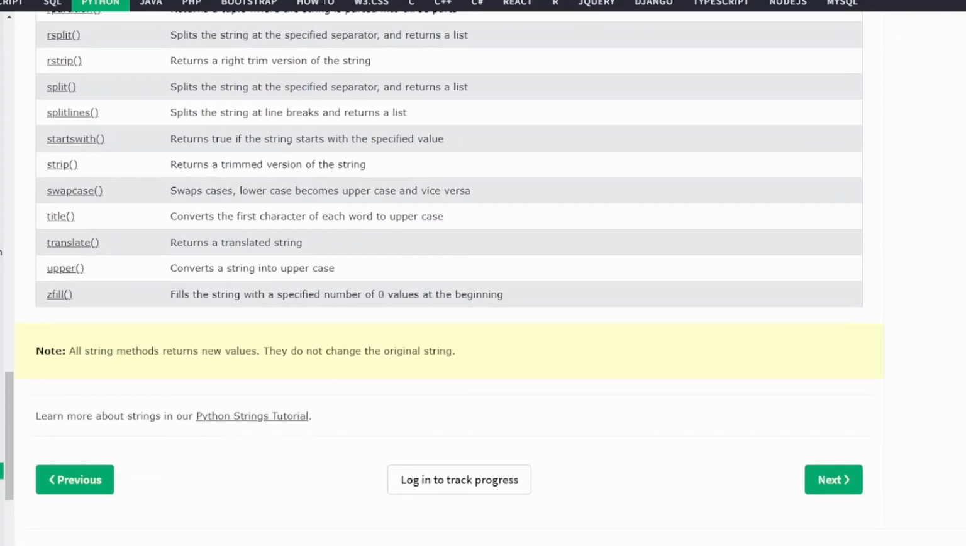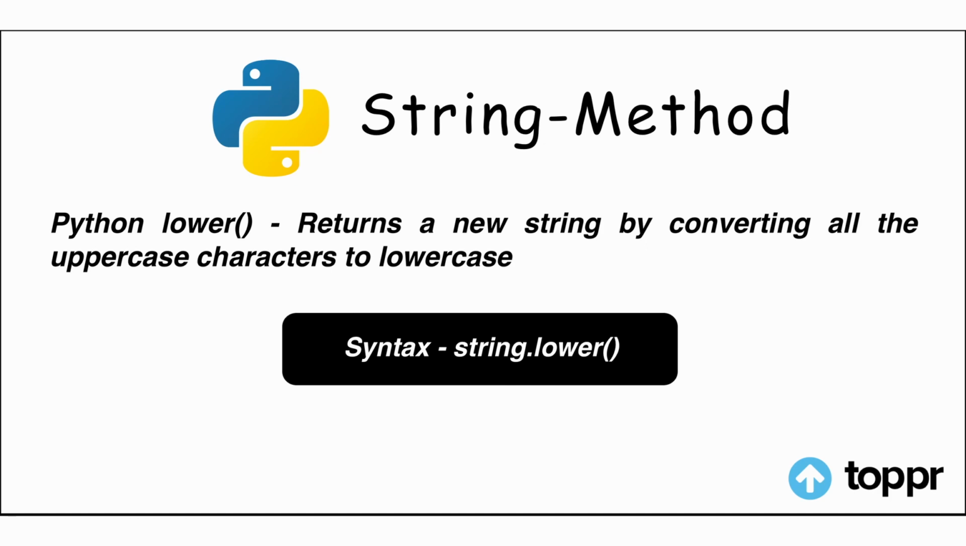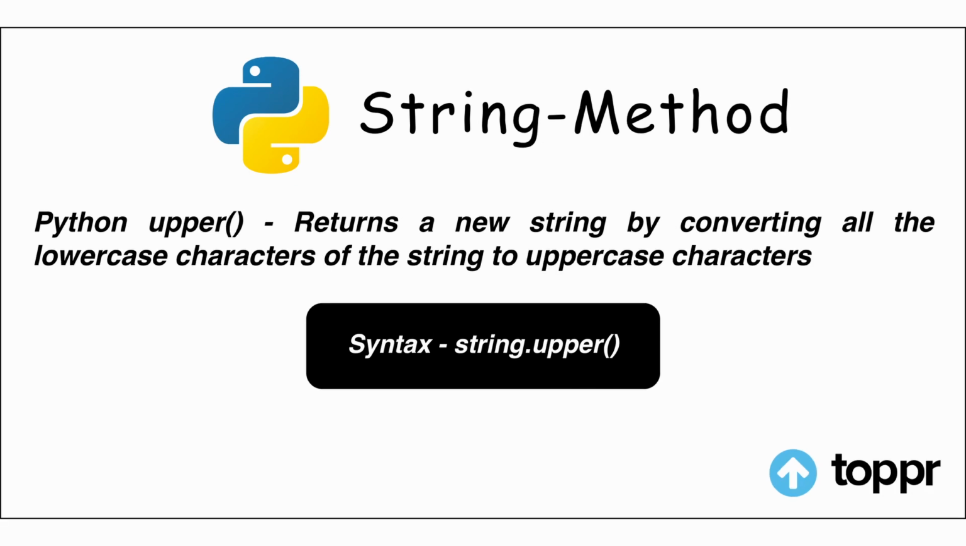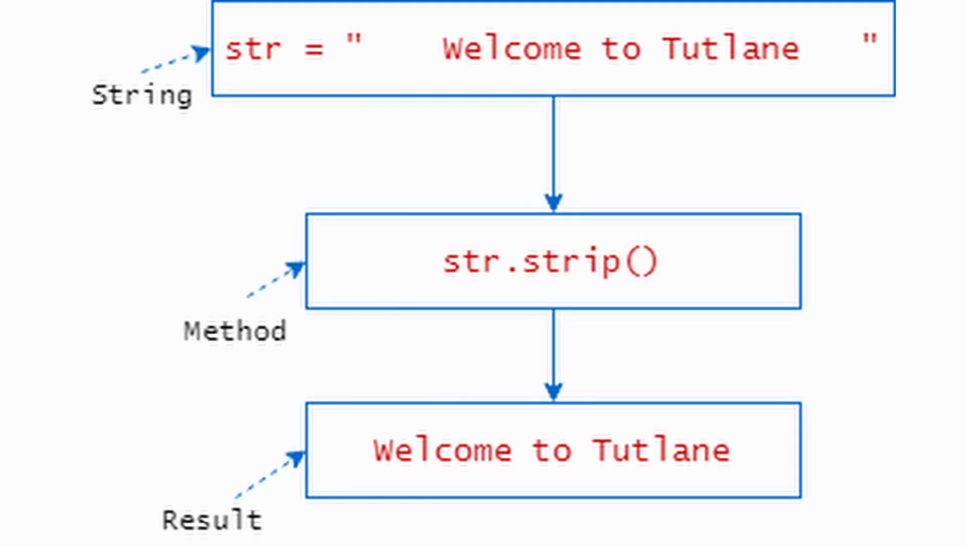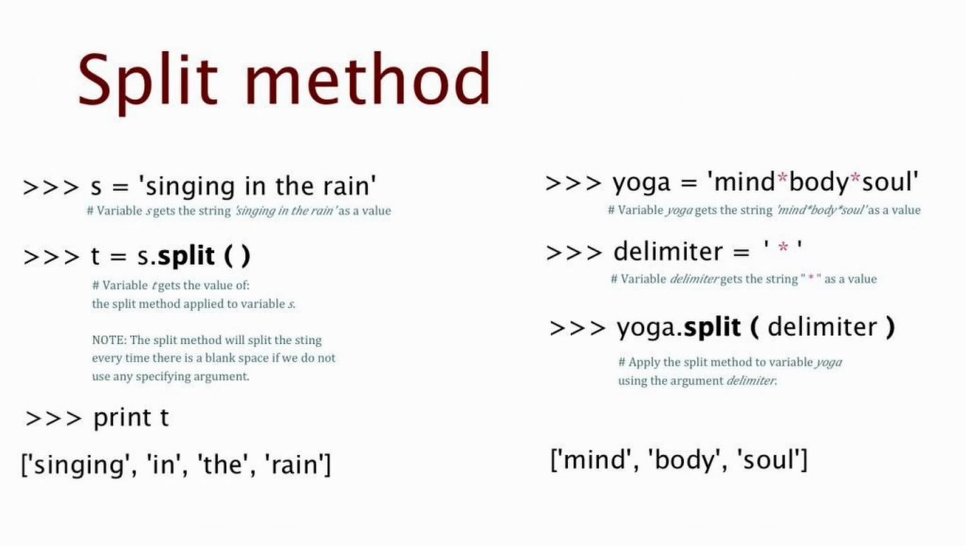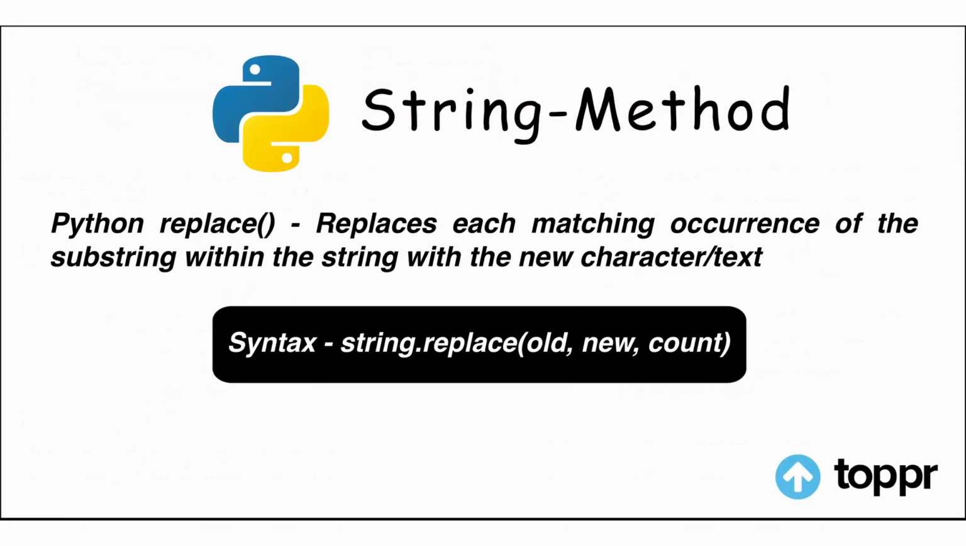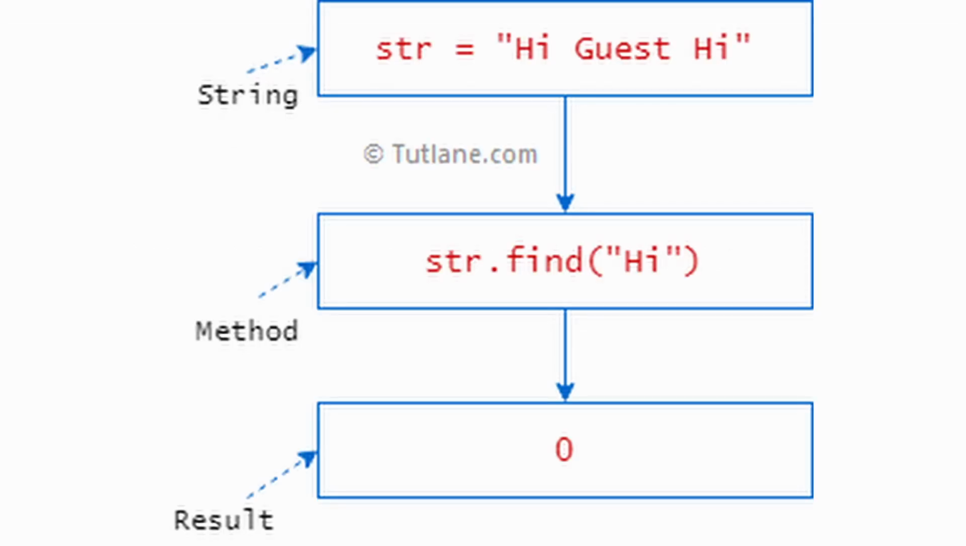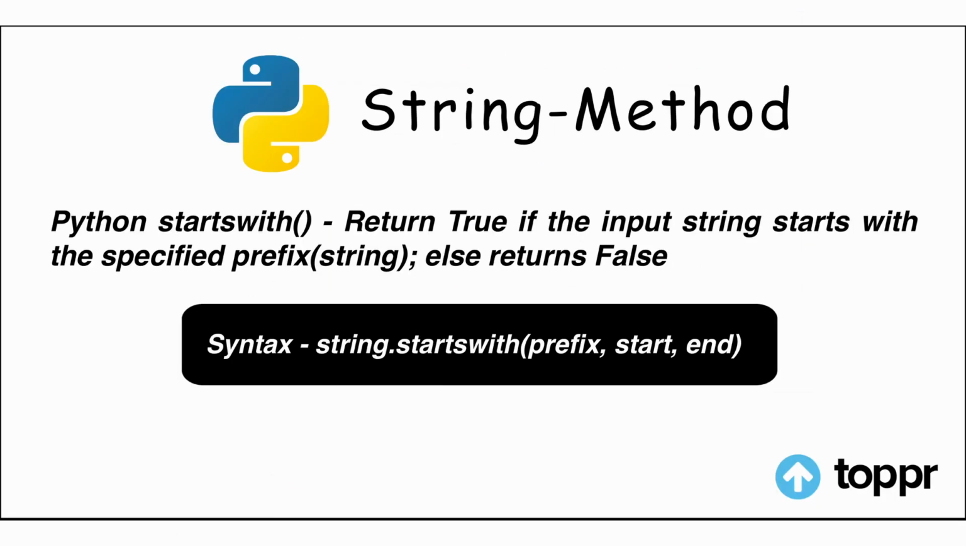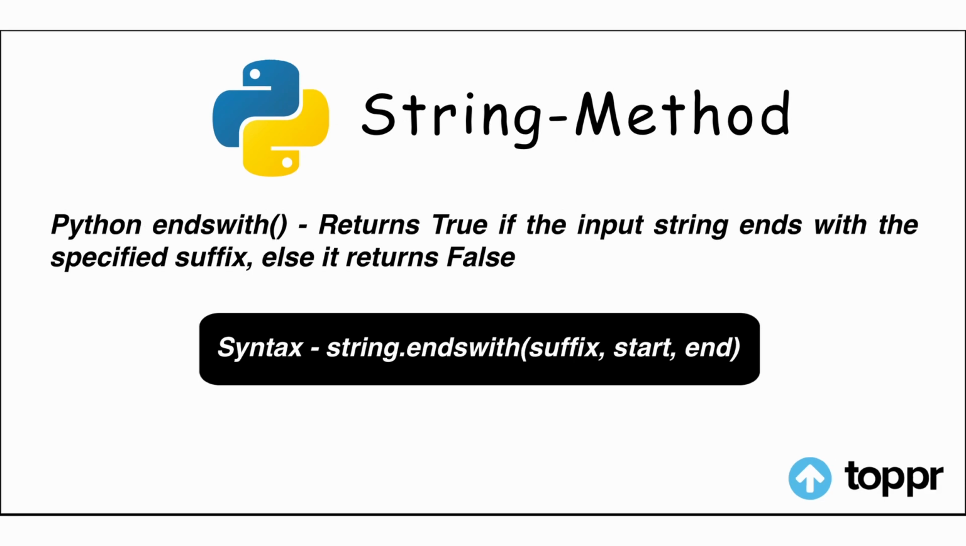Some commonly used methods include lower, which converts all characters in a string to lowercase; upper, which converts all characters in a string to uppercase; strip removes leading and trailing whitespace from a string; split splits a string into a list of substrings based on a specified separator; replace replaces occurrences of a substring with another substring; find searches for the first occurrence of a substring within a string and returns its index; startswith checks if a string starts with a specified substring and returns a Boolean value; endswith checks if a string ends with a specified substring, and returns a Boolean value as well.